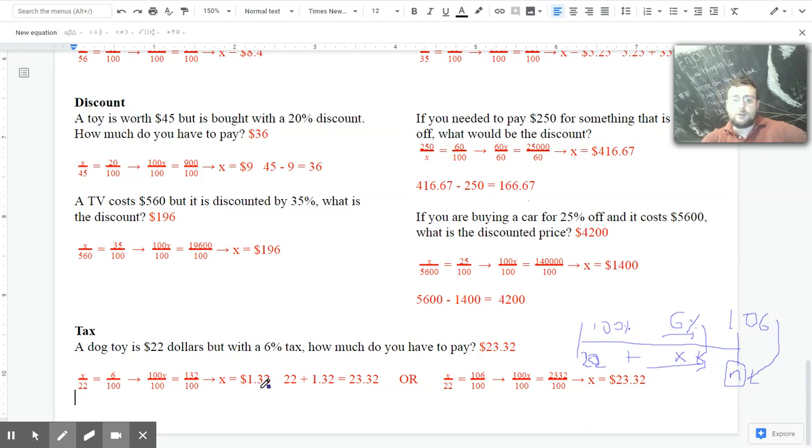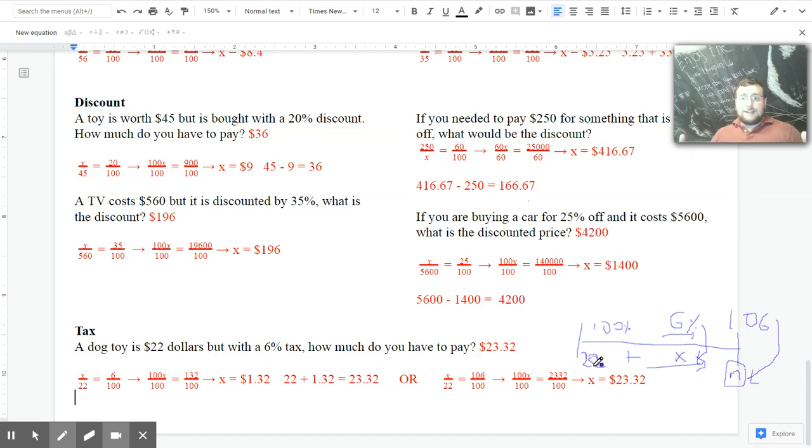You get 1.32. But because I used 6%, what I found right now is just the increase. So I add that to the original to get my actual final amount I have to pay, $23.32. Alternatively, if I had used 106%, I actually would have gotten straight to my answer of 23.32. And that's what I mentioned when I was talking about the discount or the percent increase. There are other variations that you can do the problems with, and I wanted to show you that at least once.